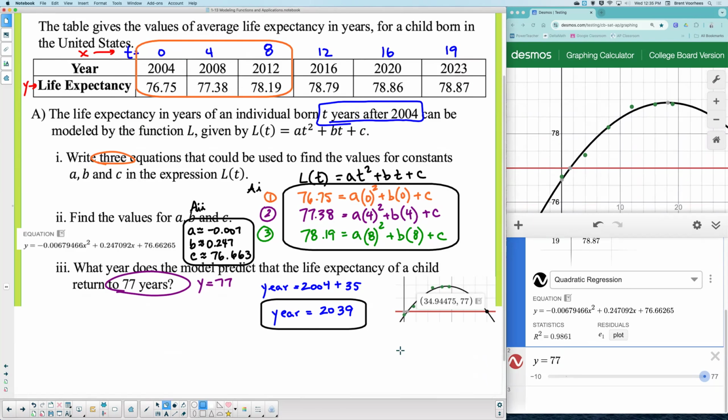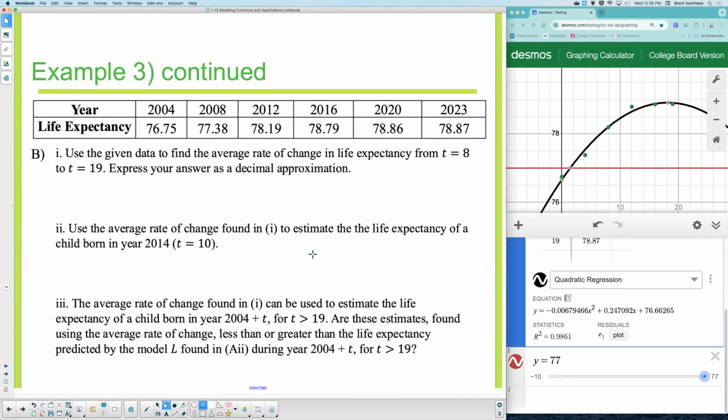Okay. Let's try part B. So now it says, coming back over here, use this given data. B I, it says use the given data to find the average rate of change in life expectancy from t equals 8 to t equals 19. So remember we had the t values earlier? When was t equaling 8? This was 0, 4. Okay, so from 2012 until here's 19. Okay, we want to find the average rate of change.